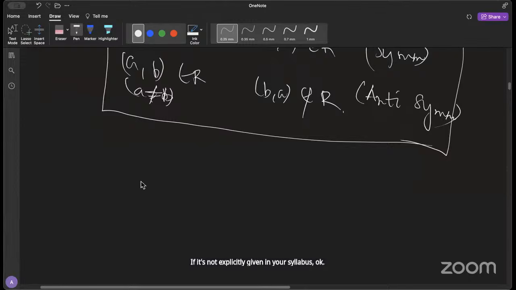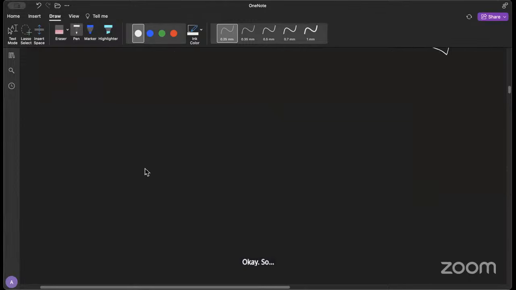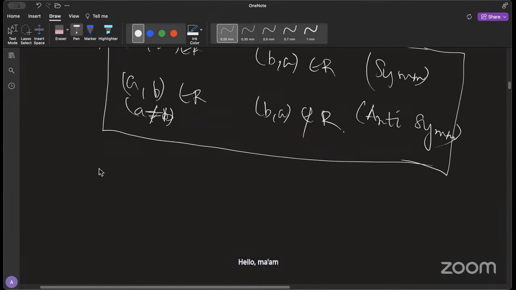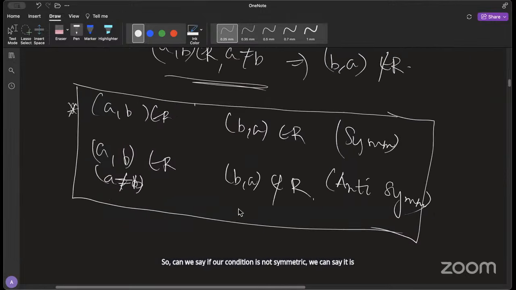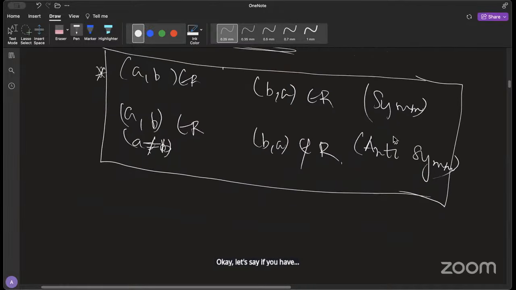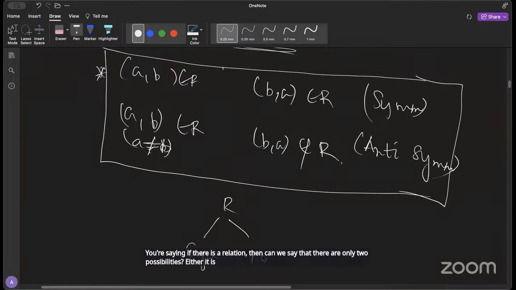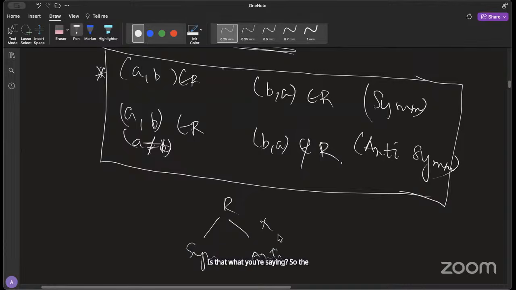Ma'am, I have a doubt. Can we say if a relation is not symmetric, we can say it is antisymmetric? Let's say if there is a relation, then can we say that there are only two possibilities, either it is symmetric or it is anti-symmetric? Is that what you're saying? So the answer is no. There could be a relation which is not symmetric and it's not anti-symmetric either.